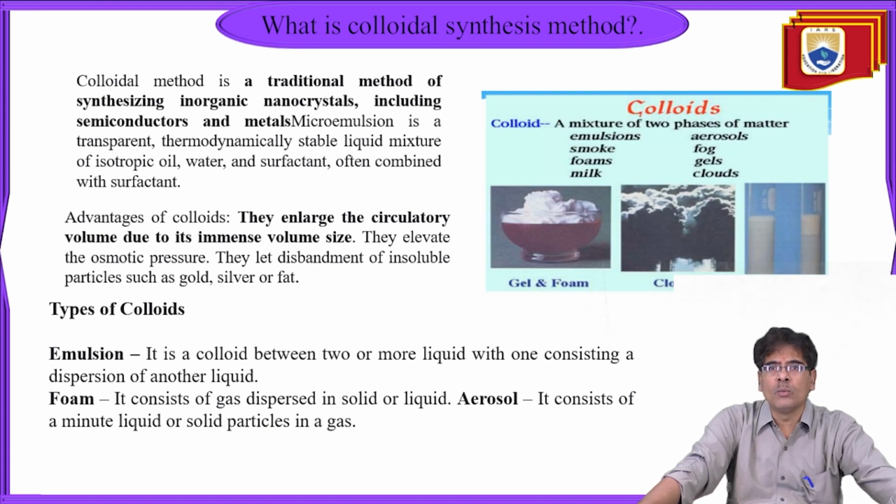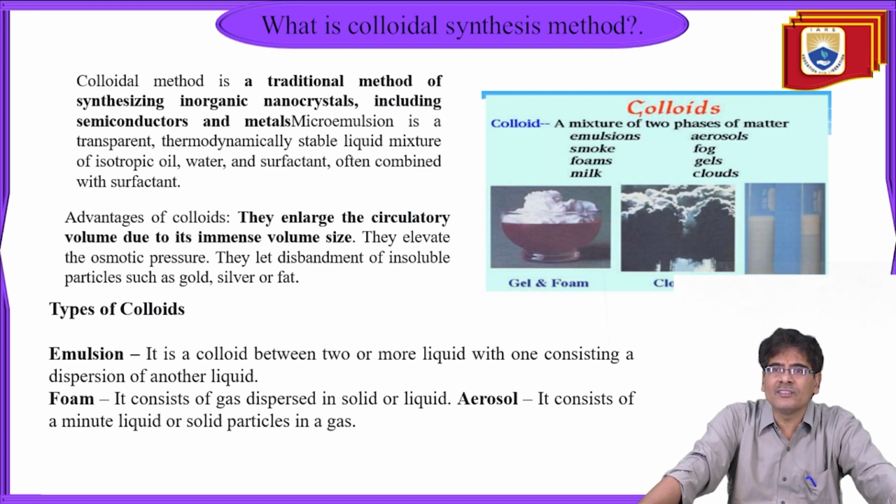So what is this colloidal synthesis method? The colloidal method is a traditional method of synthesizing inorganic nanocrystals, including semiconductors and metals, right? So microemulsion is a transparent, thermodynamically stable liquid mixture of isotropic oil, water and surfactant, often combined with surfactant.